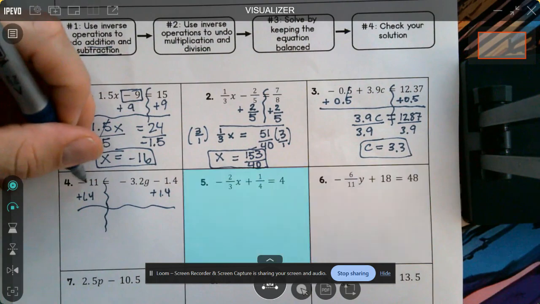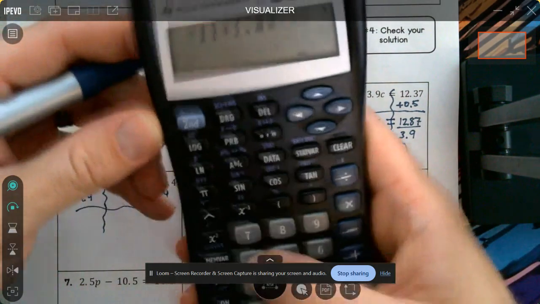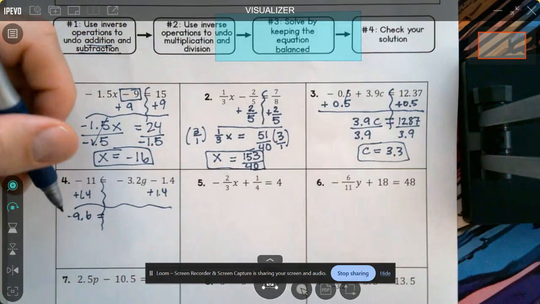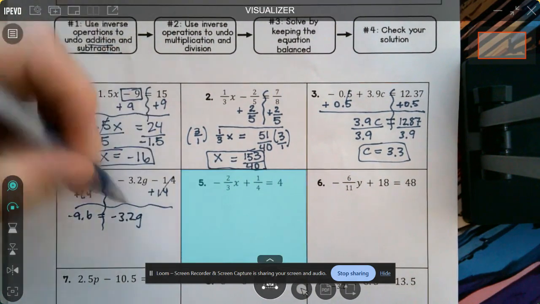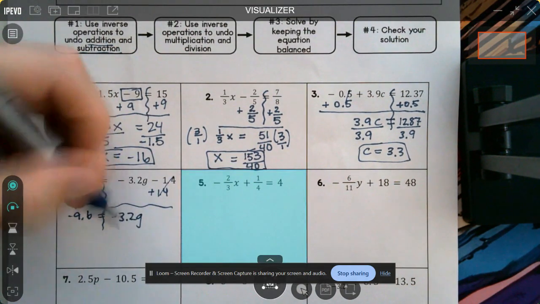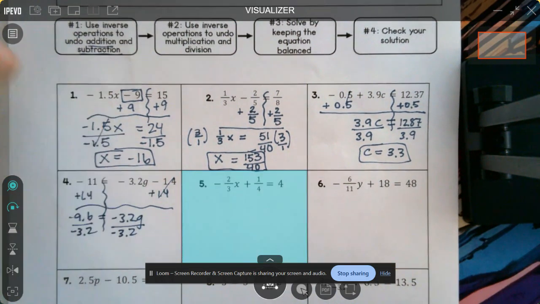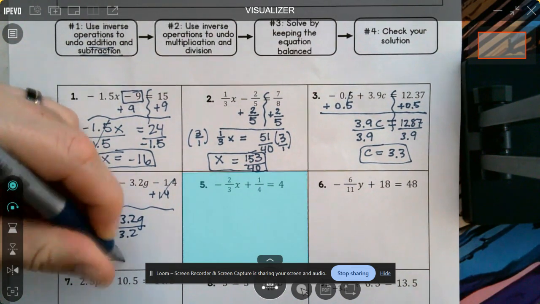Okay, and you get negative 11 plus 1.4. Type in your calculator if you need to. Negative 11 plus 1.4, negative 9.6. So you get negative 9.6 equals negative 3.2g. This is multiplication. To cancel multiplication, we divide by negative 3.2 on both sides. And you get a positive 3 equals g.